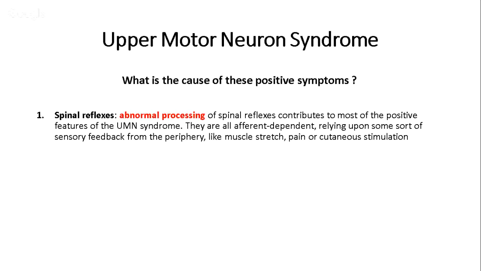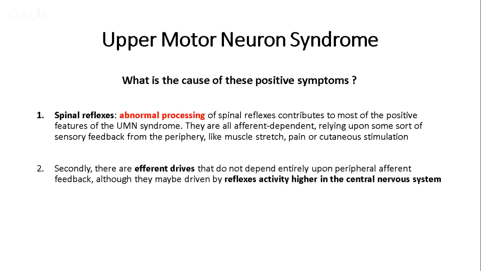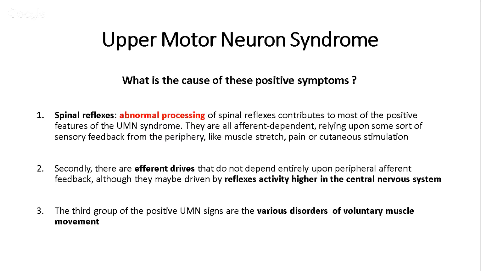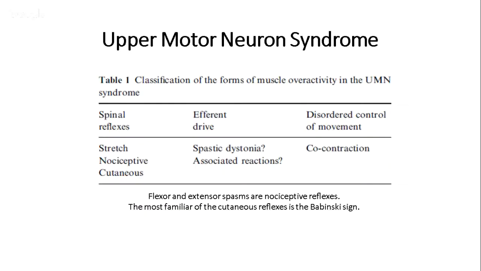And they've given 3 theories for why you have these positive symptoms. The first one is abnormal processing of the spinal reflex. They have contributed to a lot of the positive signs. Second are the efferent drives. So this is a little bit different. I think there are intrinsic efferent drives that come from the higher CNS that cause this, other than just the spinal reflexes. And the third one is the various disorders of voluntary muscle movements.